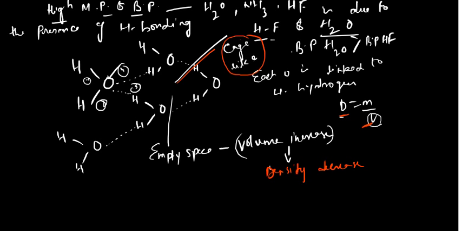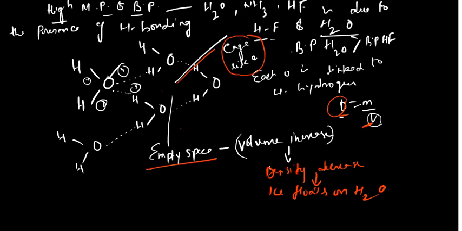Because we are trying to find out the reason why ice floats on water, right? When ice is floating on water, that means its density is less. So now it is clear why the density of ice is less. Because of this cage-like structure, you have more empty spaces, due to which the density of ice decreases. Since the density of ice is less, ice floats on water. This is the reason, right?